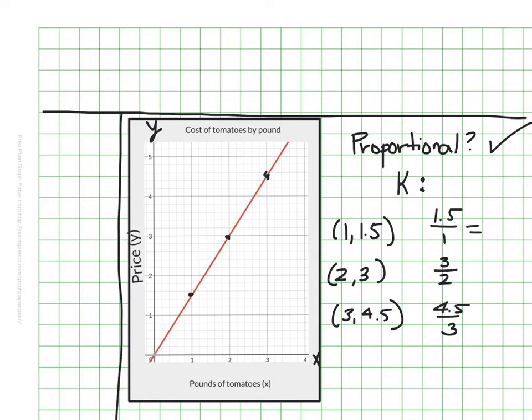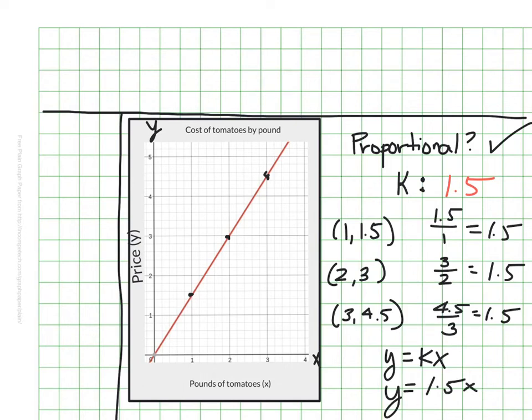And in each of these instances, you should notice that we're getting the same thing, right? So that means this is nice and proportional. Our unit rate stays the same, and our K value here is 1.5, right? And of course, remember that we write our equation as y equals kx, but in this case, K is 1.5, so our equation is y equals 1.5 times x. So whatever the number of pounds of tomato is, we just multiply it by $1.50, and that will tell us how much we're paying for all of it.